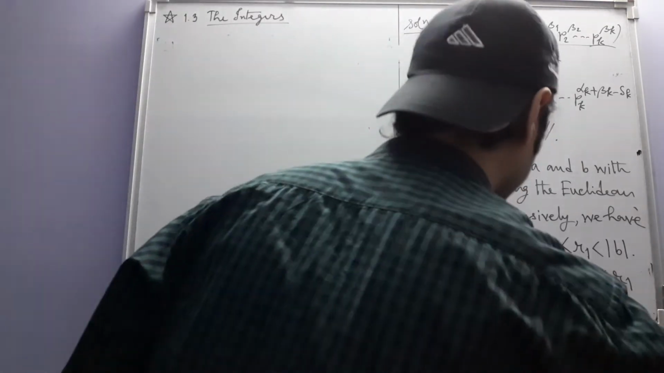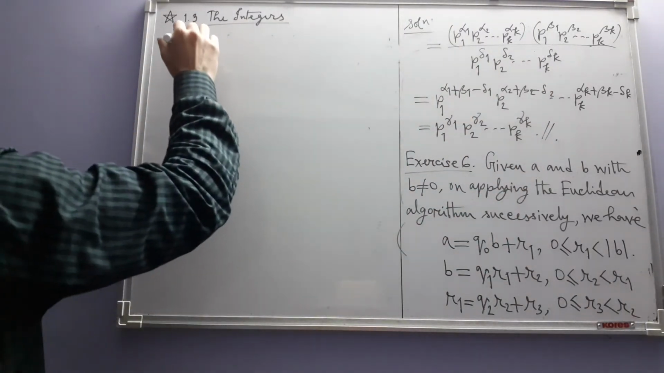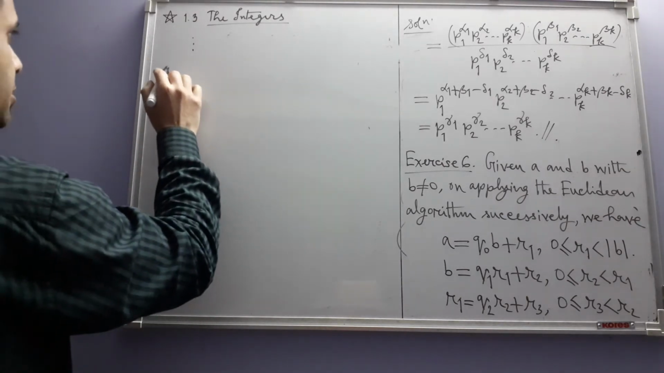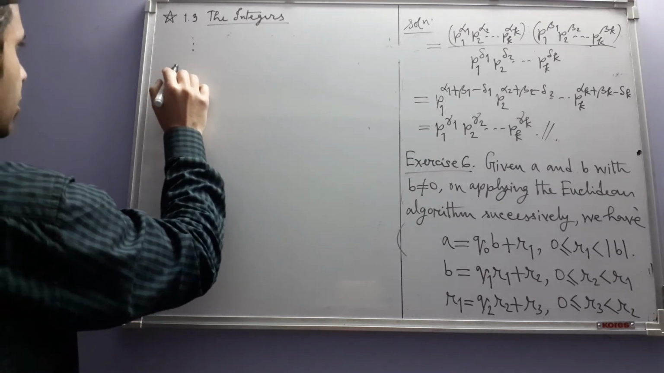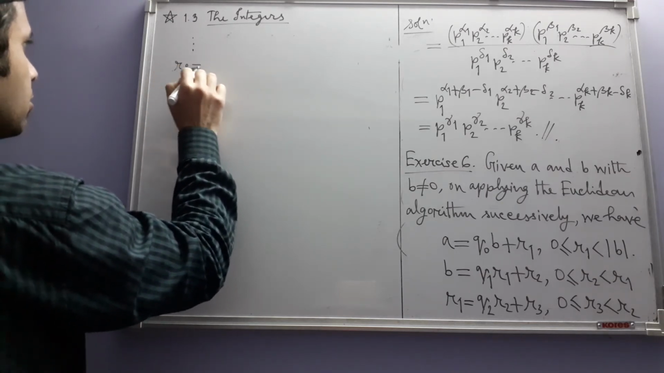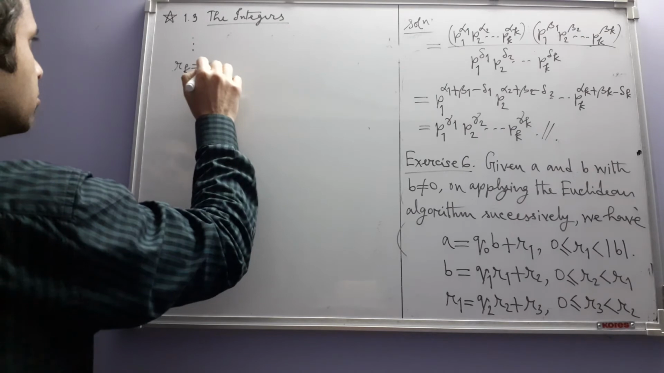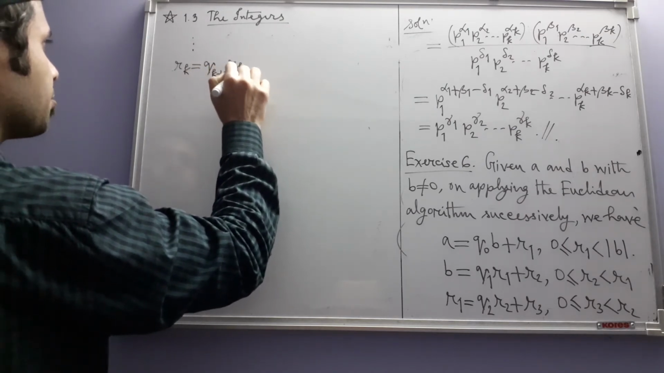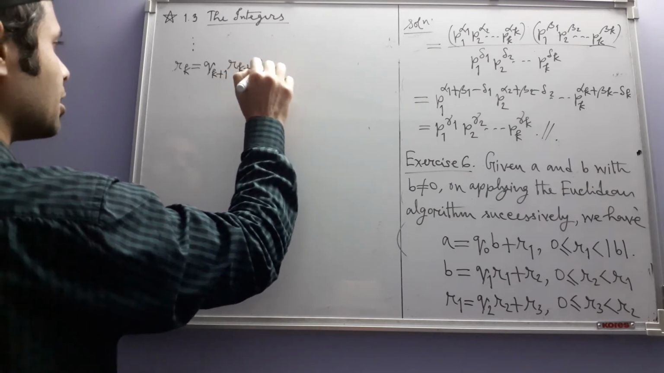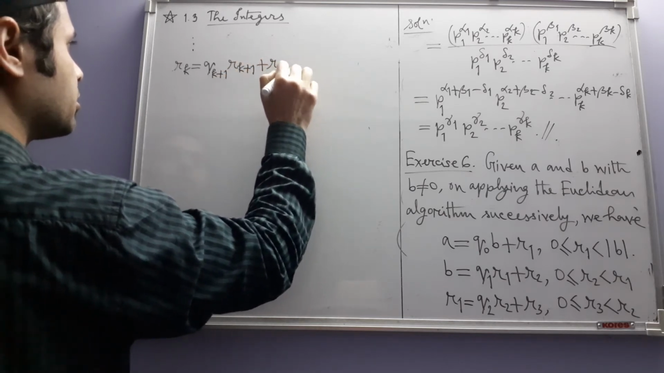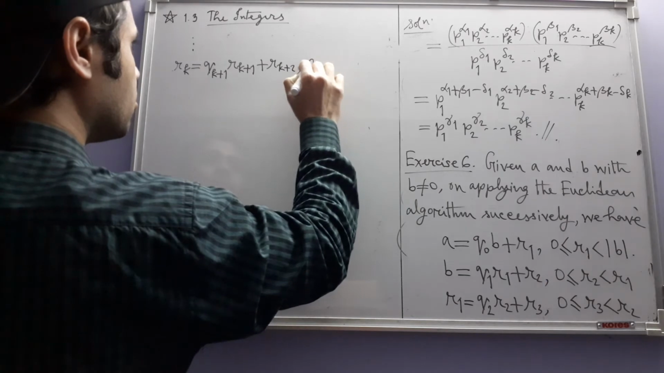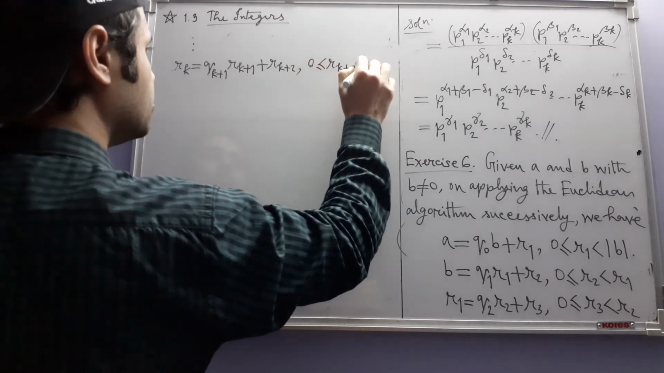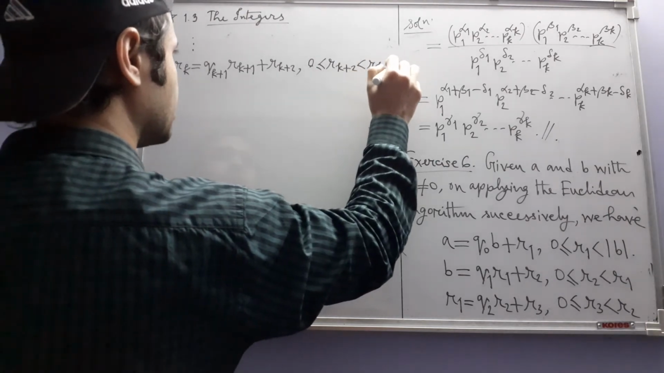And we continue like this. At some stage we will get something like this: Rk is equal to Qk plus 1 Rk plus 1 plus Rk plus 2, where Rk plus 2 is non-negative and is less than Rk plus 1.